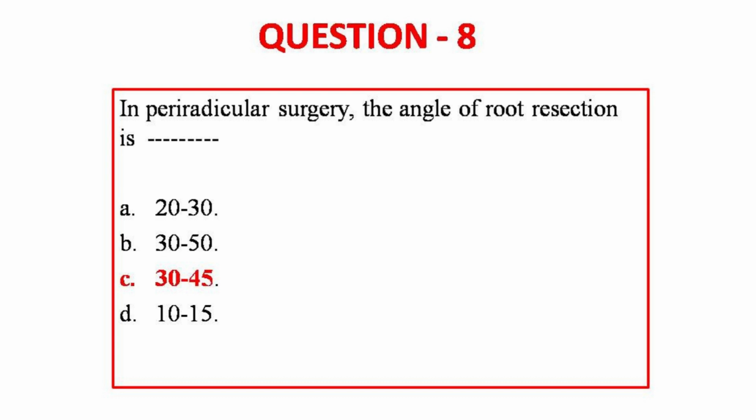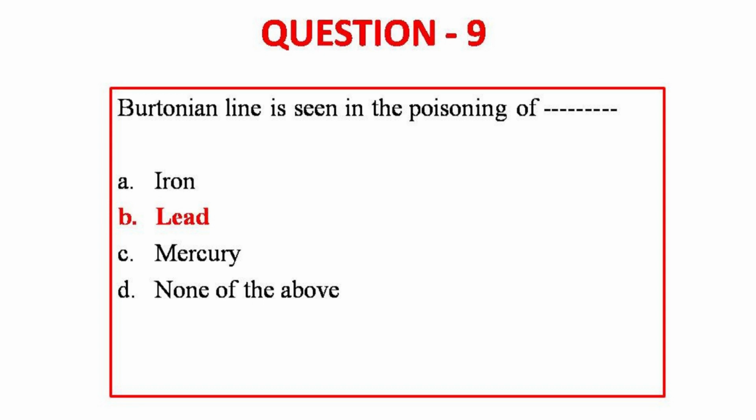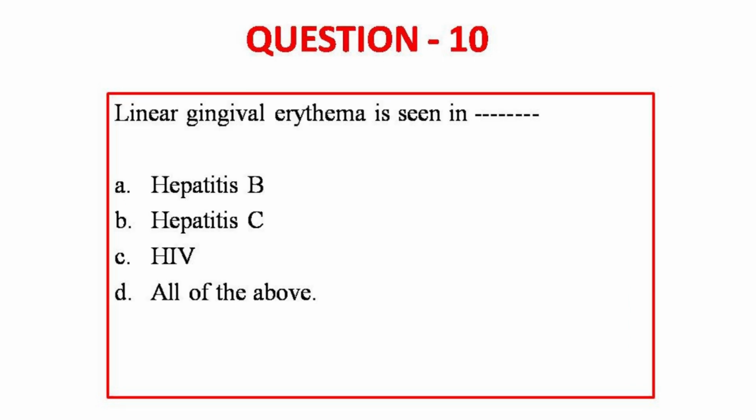So moving on to question number 9. The Burtonian line is seen in the poisoning of, they've given 4 options: iron, lead, mercury and none of the above. The answer to this question is lead. The Burtonian line is a bluish or black line which is located at the junction of gums and the teeth.